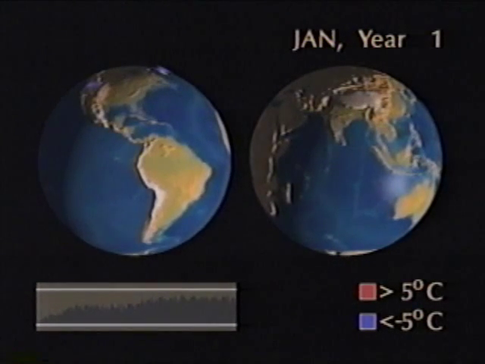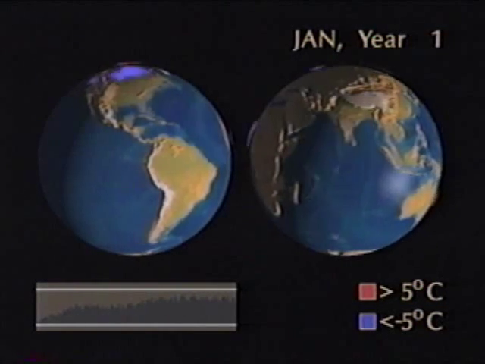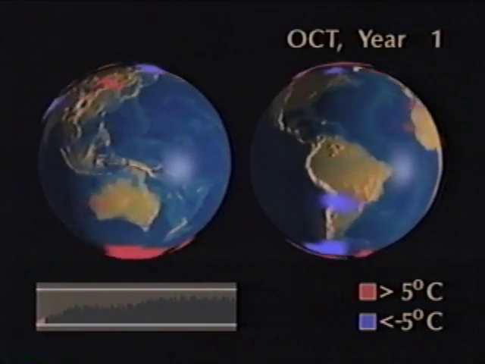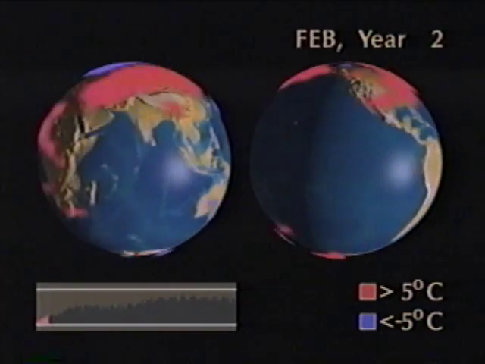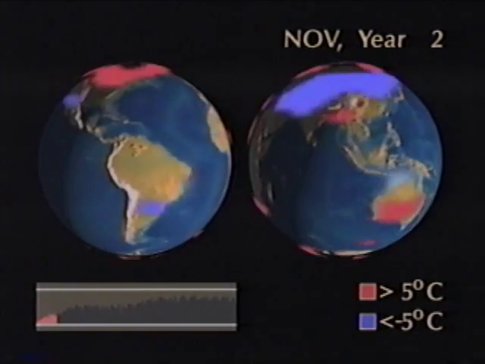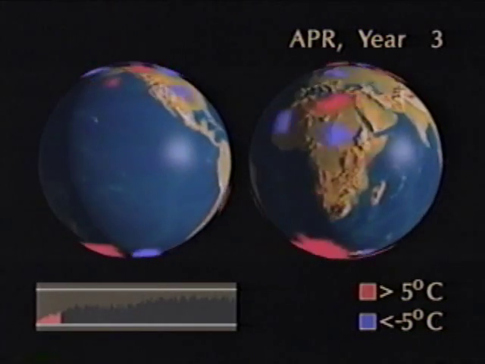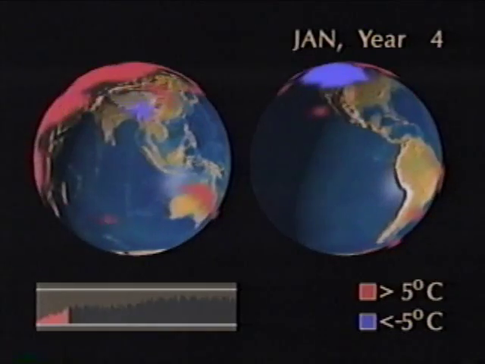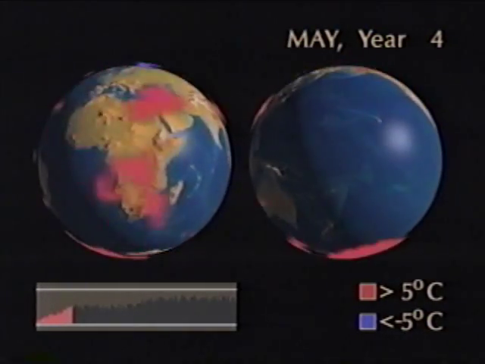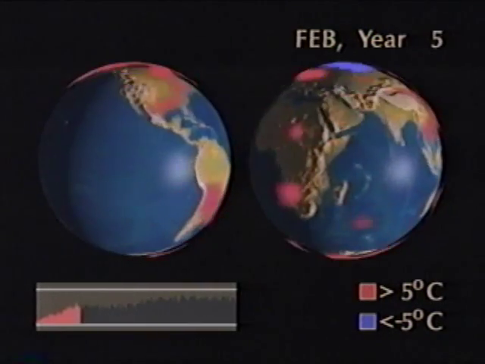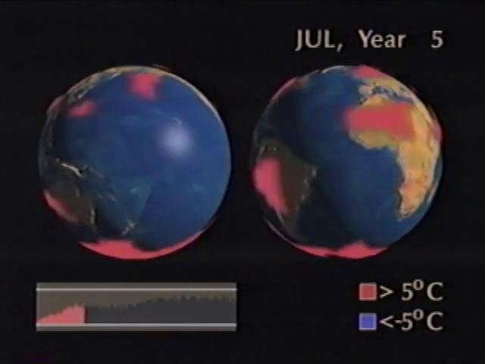Once again, we use two views of the globe to animate the distribution of the surface temperature difference over the entire planet during the experiment. During the early years, the warmer and cooler regions are roughly equal. As the simulation proceeds, the land masses begin to show more persistent warming. By year five, the warmer regions predominate over the cooler areas.